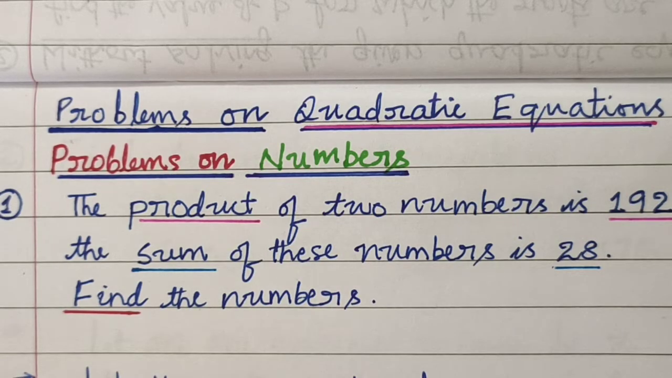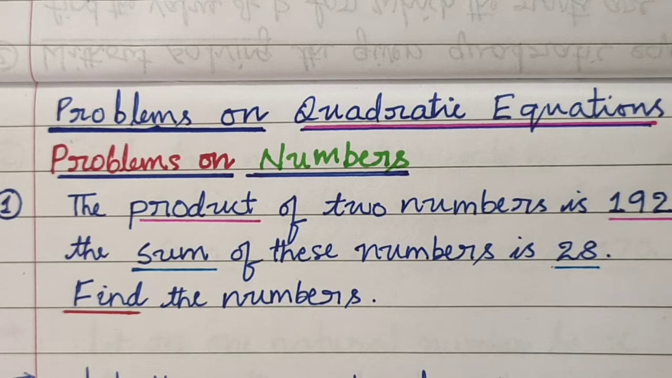As we discussed earlier, let the one number be x. Then the other number is going to be 28 minus x, because when you add those two numbers, we're going to get 28. If one number is x, the other number is going to be 28 minus x. This is the relation they have given. Then the condition. Then the product of those two numbers. Now the one number is x, other number is 28 minus x.